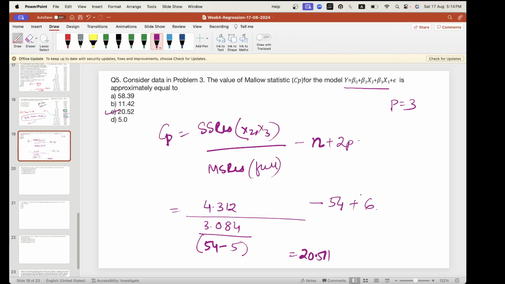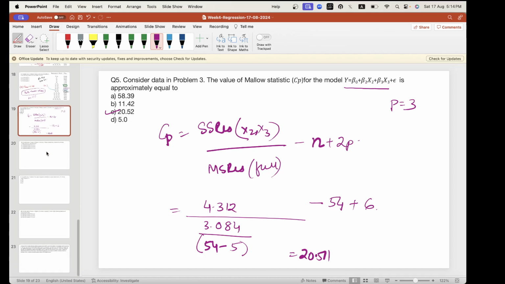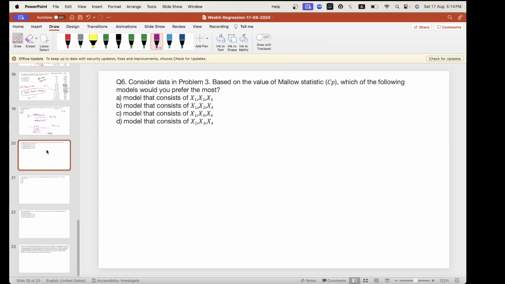Yes, P is 3 because we have 3 unknown parameters. Alright, fine. Then we'll move on to the next one. Again, it's the same thing. Based on the Mallows statistic Cp, which of the following models would you prefer the most?